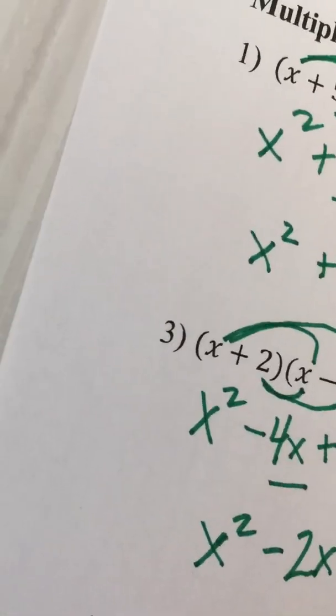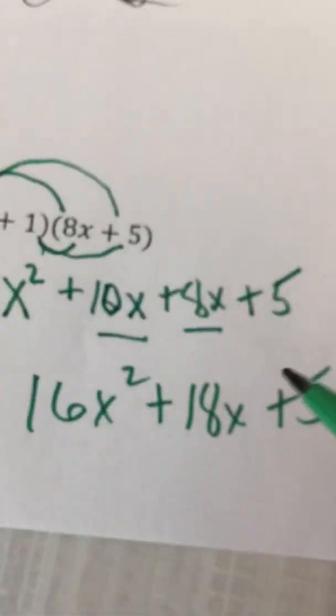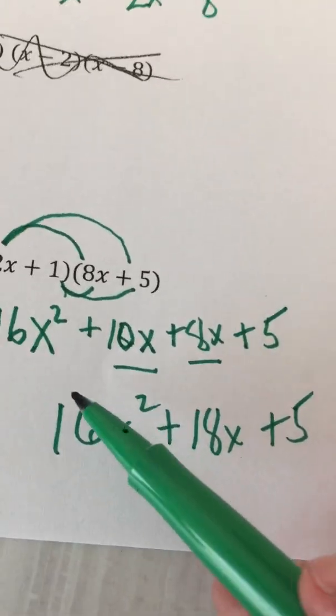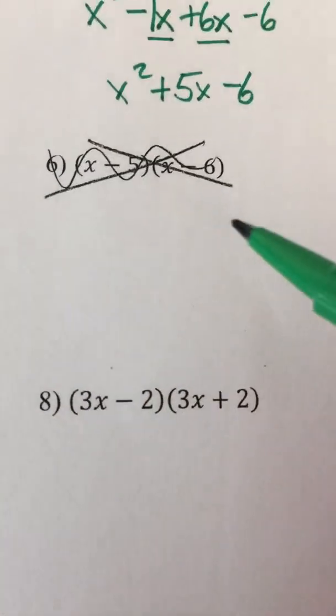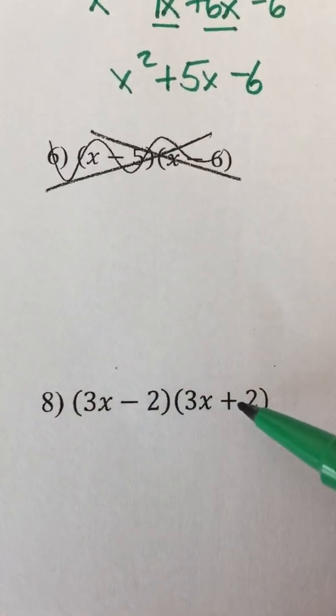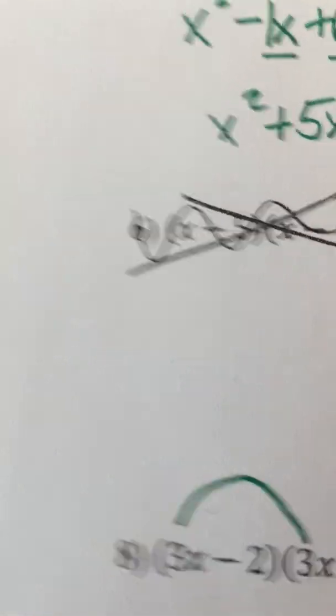Let me write this down, and I'll come back to you. Combine the like terms, 10x and 8x is 18x, and plus 5 goes on the end. So I combine those two to get 18x. The 16x squared stays that. The 5 stays that. Last one, binomial times binomial. So it's a double distribution. So go do this if you haven't done it.